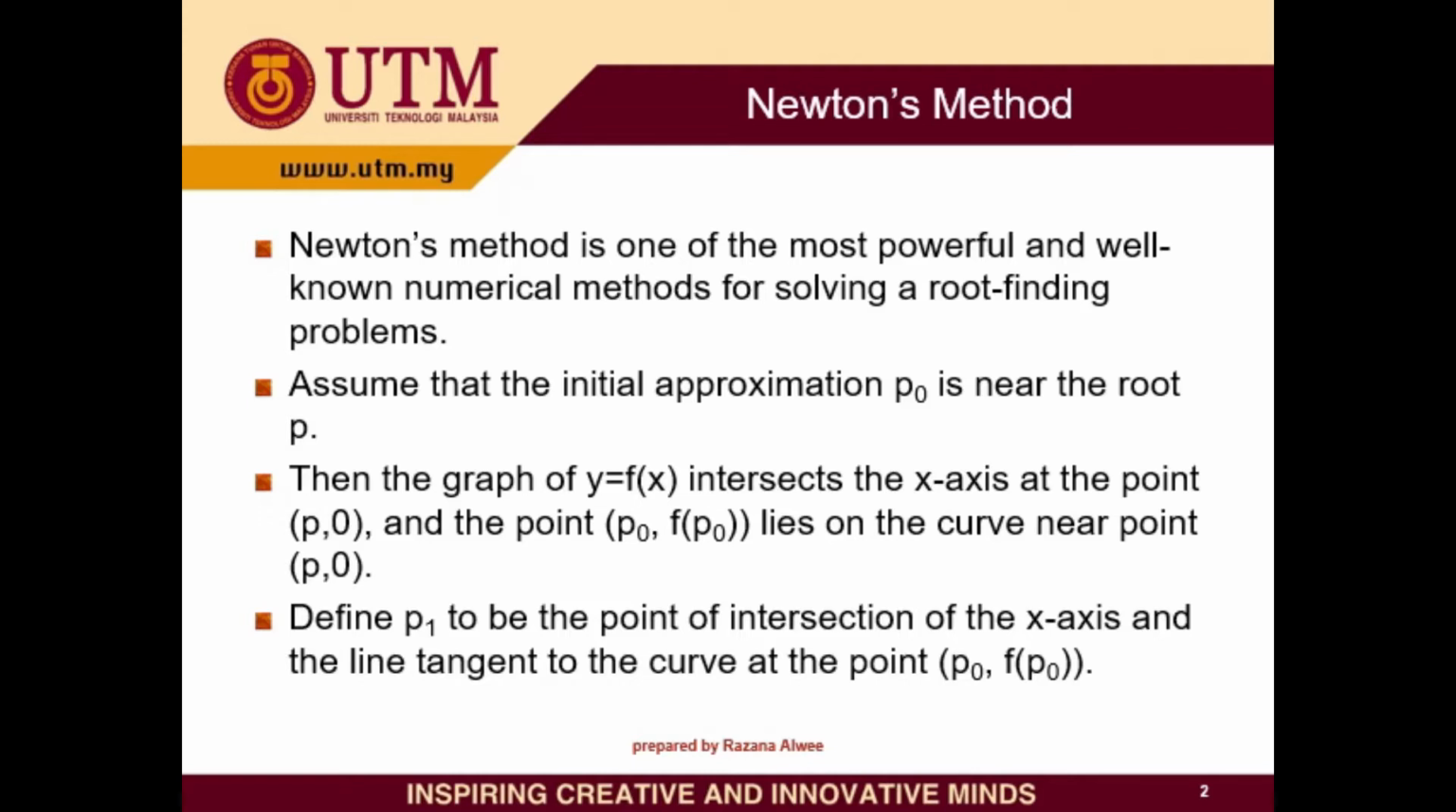Before this, for secant and for bisection, we needed two initial approximations, right? But for Newton, we only need one, P0. But it must be near the root. If it's too far from the root, maybe it will not converge towards the root. That's the problem. Although we only need one P0, it must be near the root.